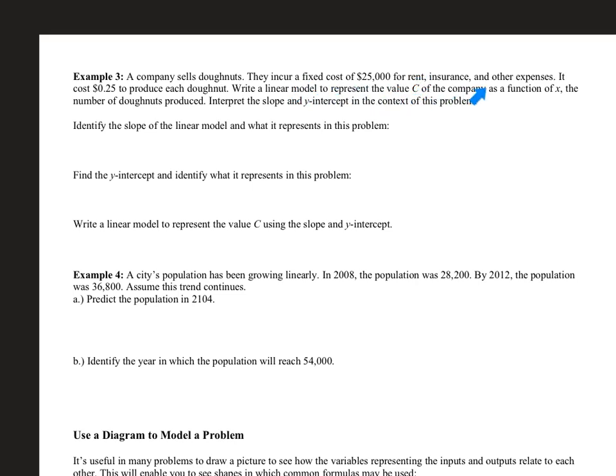That's the value of the company as a function of x. So they're telling us the other variable they want us to use. And x is the number of donuts produced. Okay. Then we're going to interpret the slope and the y-intercept in the context of this problem. So I'm just going to write these down really quick. Again, a couple things they're showing us. The value of the company based on the number of donuts produced.